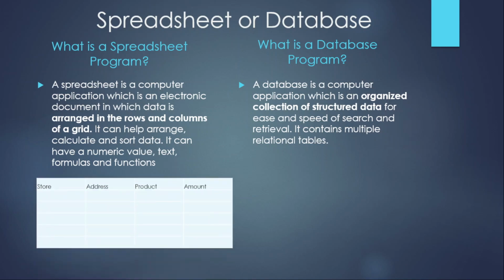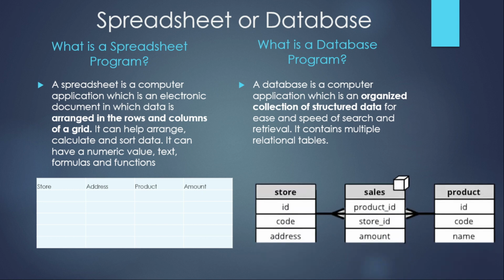Here's an example of a spreadsheet program. As you can see, this is a row and this is a column. So we have a row that has store, address, product, and amount. Then for store, we have a column. So a spreadsheet organizes data in rows and columns.